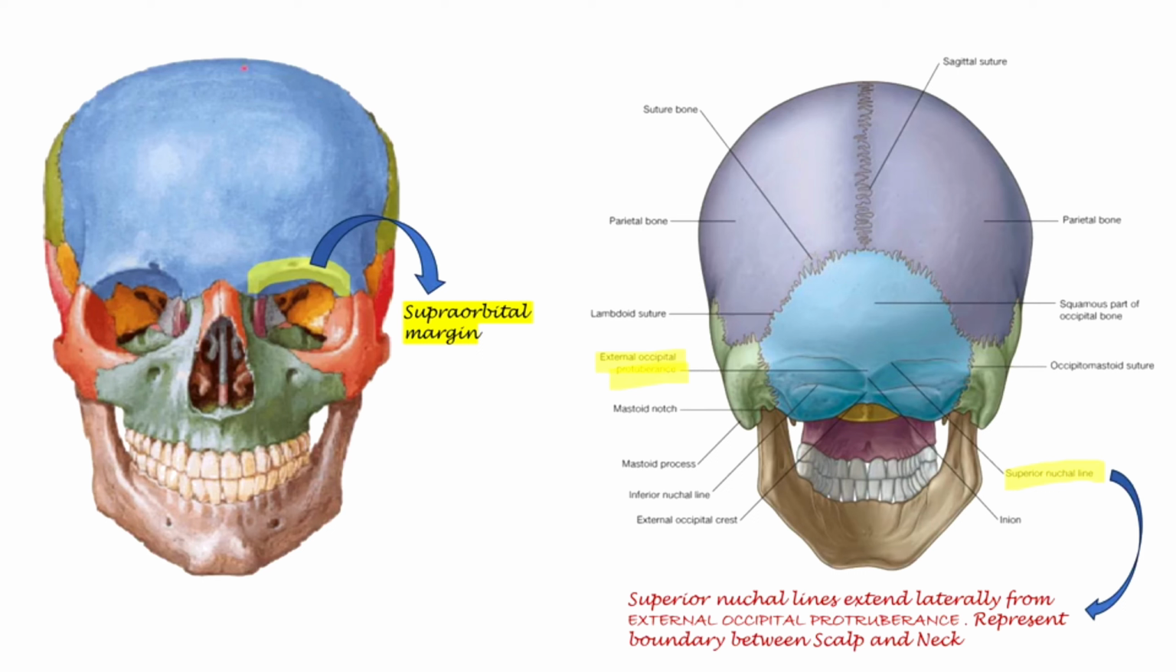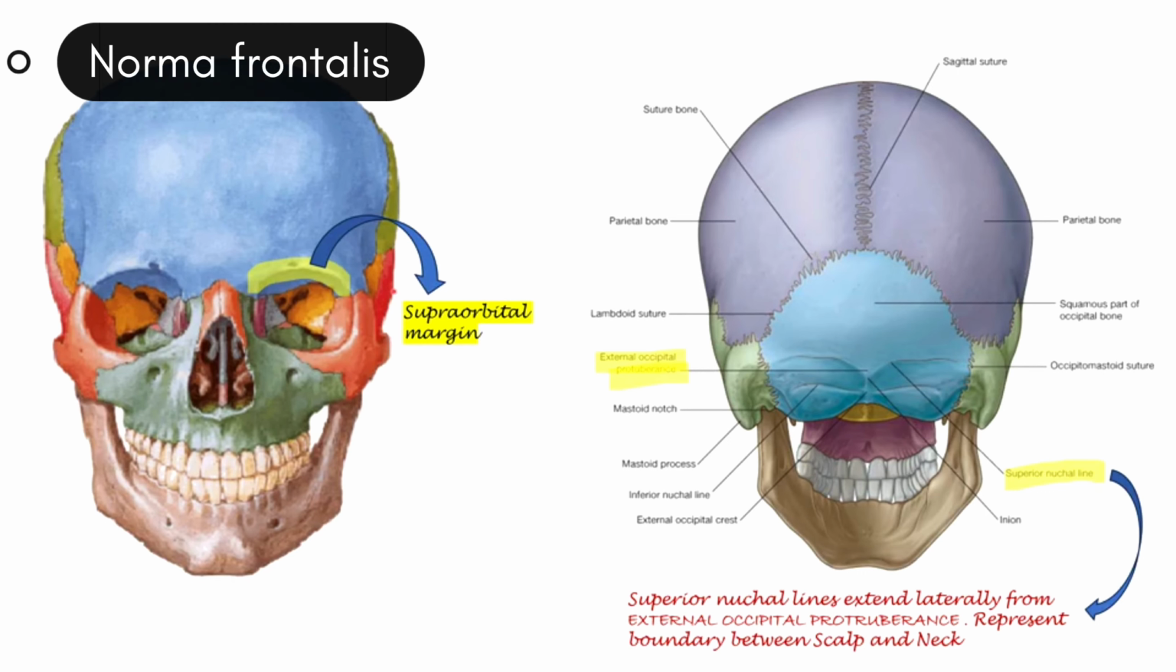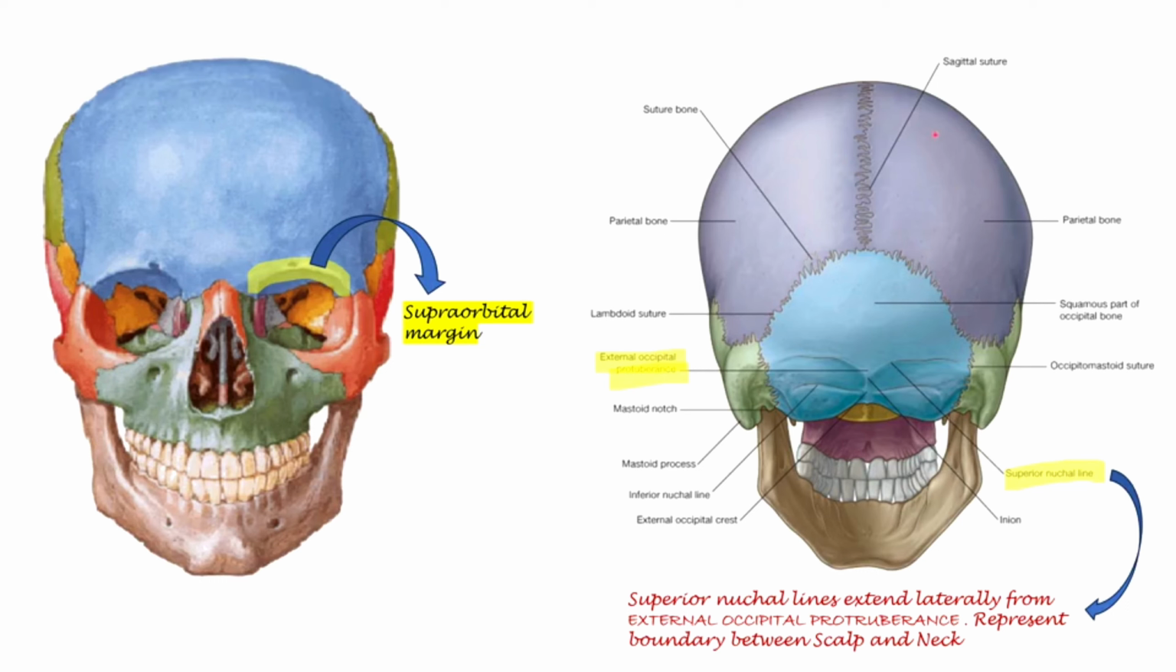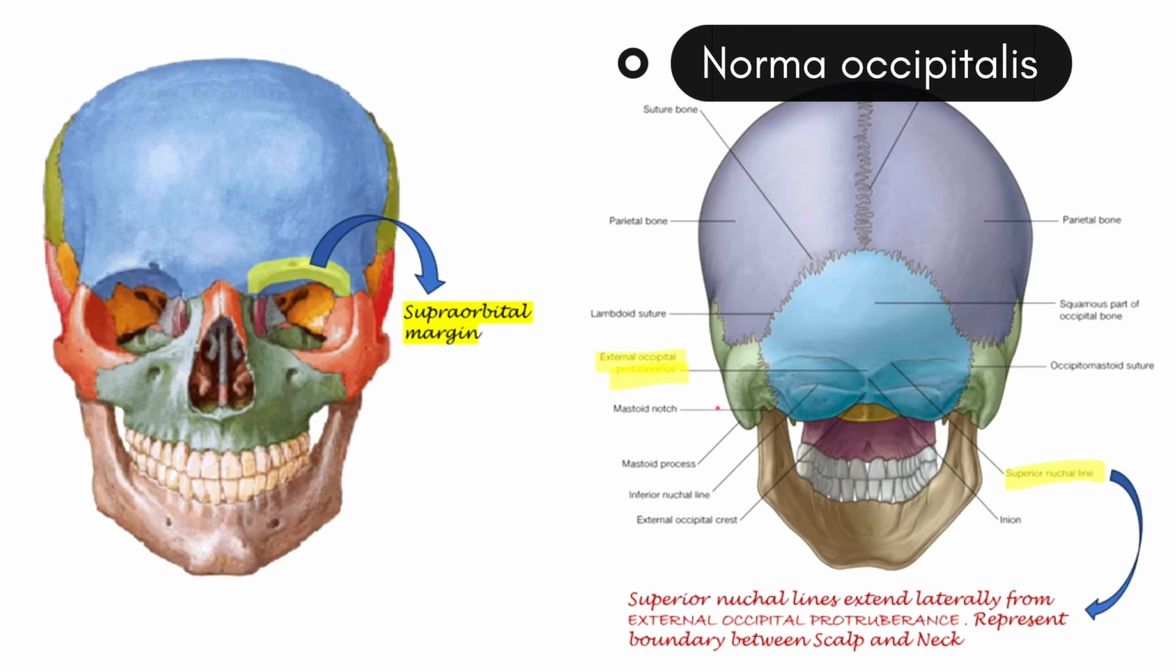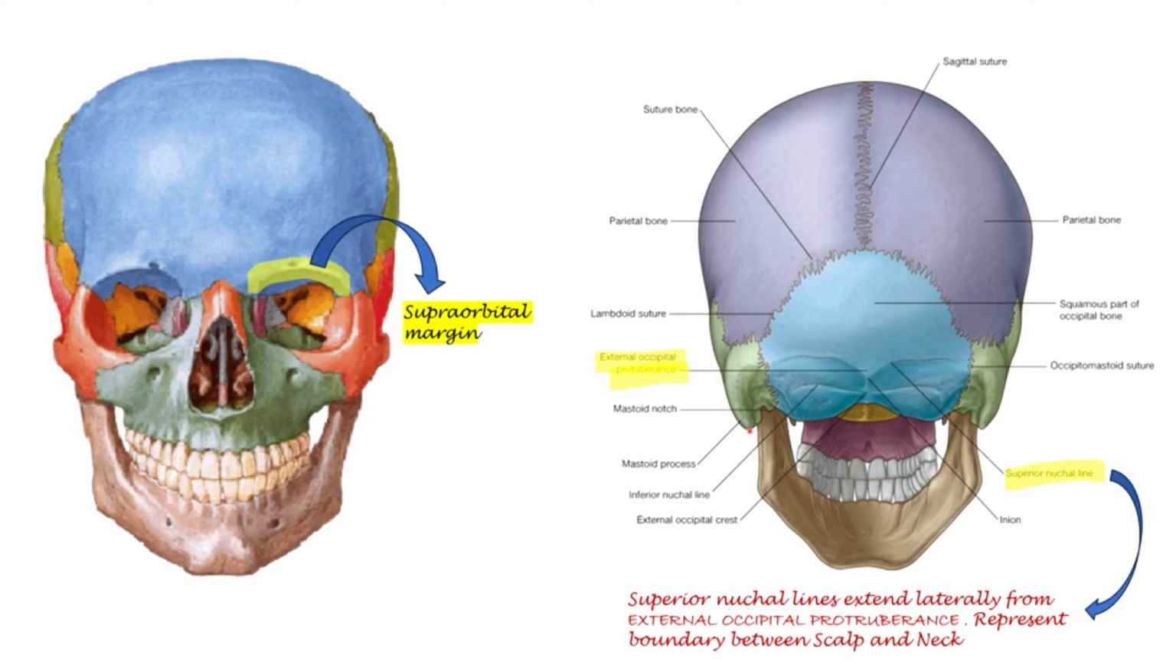This view of skull is called norma frontalis. It is the anterior or frontal view of the skull. And this is norma occipitalis. It is the back of your skull. Now, this is the supraorbital margin. Supraorbital margin is the upper margin of the bony orbit. It contains a foramen called supraorbital foramen. The supraorbital nerves and vessels pass through it.